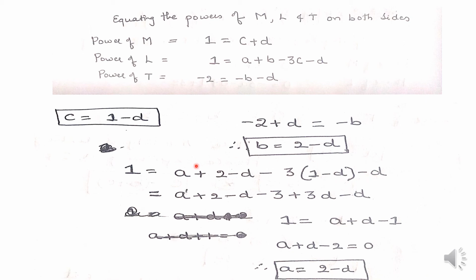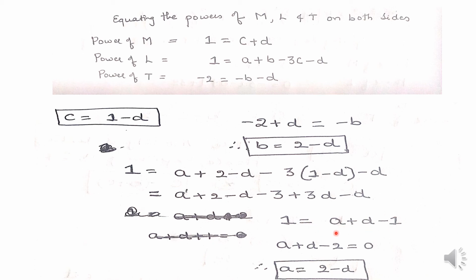A plus 2 minus D minus 3 plus, minus into minus plus 3D. So minus D as it is. See here, it is plus 3D minus D minus D. It will be 2D. So plus 3D minus 2D, that will be only D here. Here also A plus, here it is plus 2, here it is minus 3. That means minus 1. So on the left hand side, 1 is equals to A plus D minus 1, the term that remains after simplifying this.